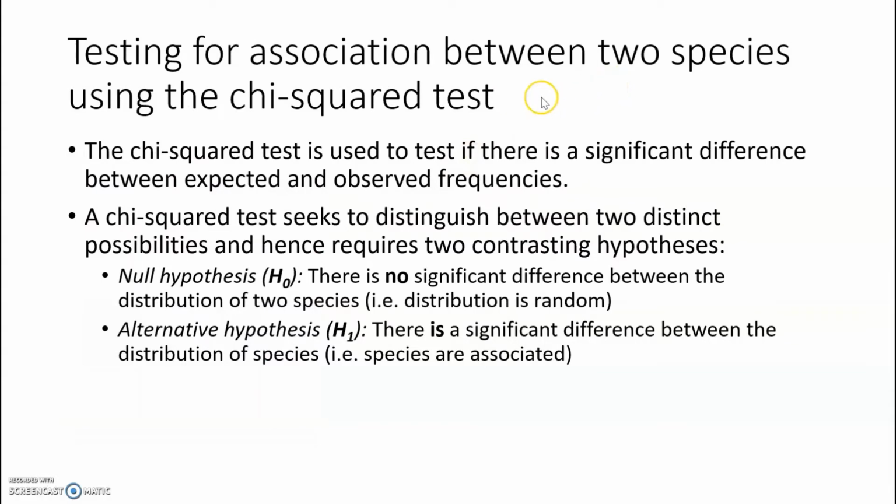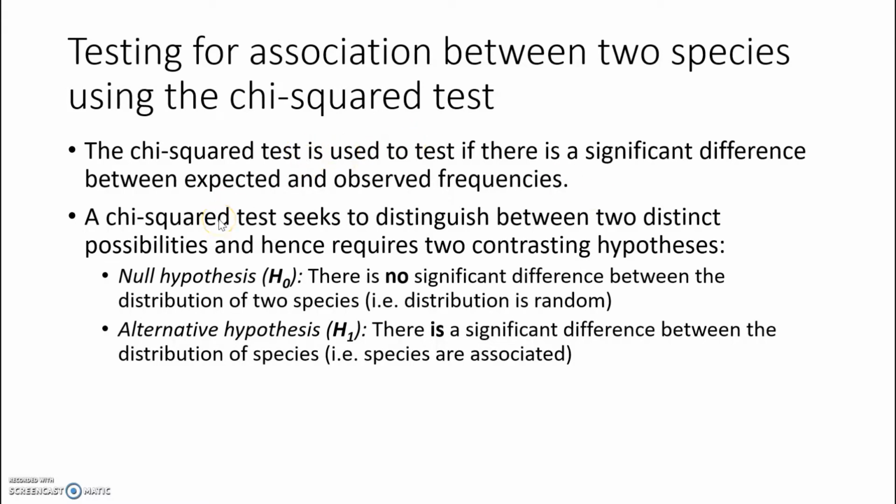And then for the second part of this sampling, I also asked you to collect data for conducting a test for association between two species using the chi-squared test. The chi-squared test is a statistical test that can be used to test if there is a significant difference between expected numbers and observed numbers. It says frequencies here, right? Do you actually see outside in nature what you expected to see based on some kind of theory? That's what the chi-square can do for us.